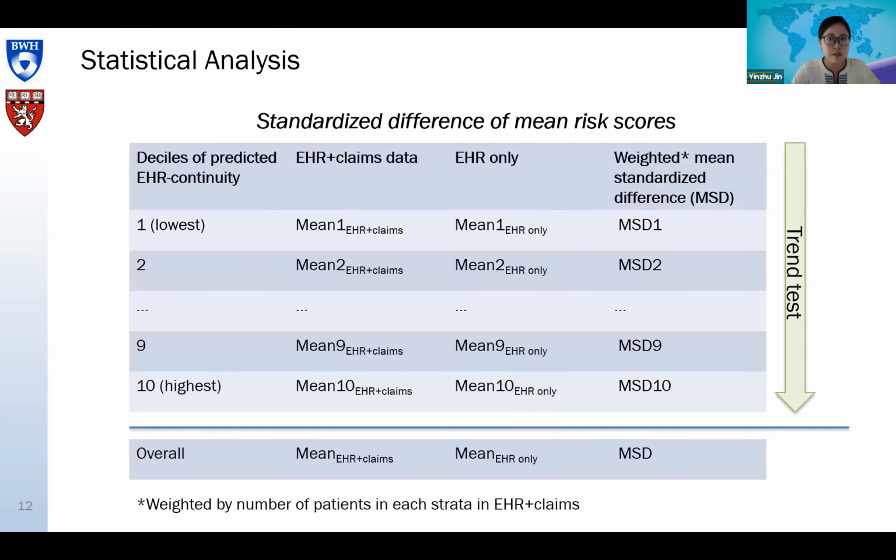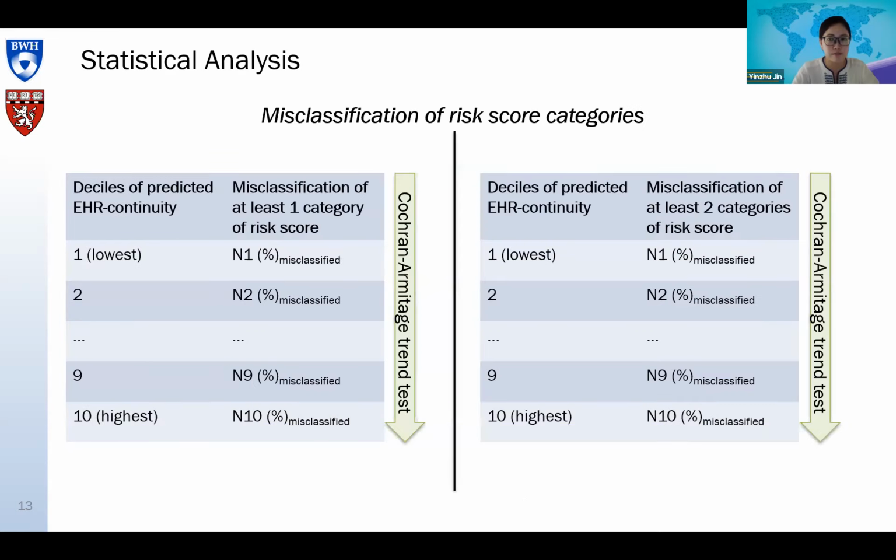To quantify the impact of EHR continuity on misclassification, we divided patients into deciles of predicted EHR continuity. Within each decile, we calculated the mean risk scores based on EHR plus claims and based on EHR only. Then we calculated the mean standardized difference weighted by the number of patients in each stratum. Additionally, we conducted a trend test for the misclassification across the predicted EHR continuity.